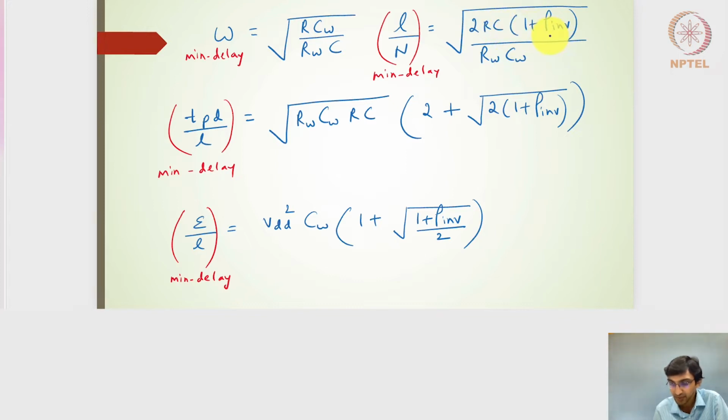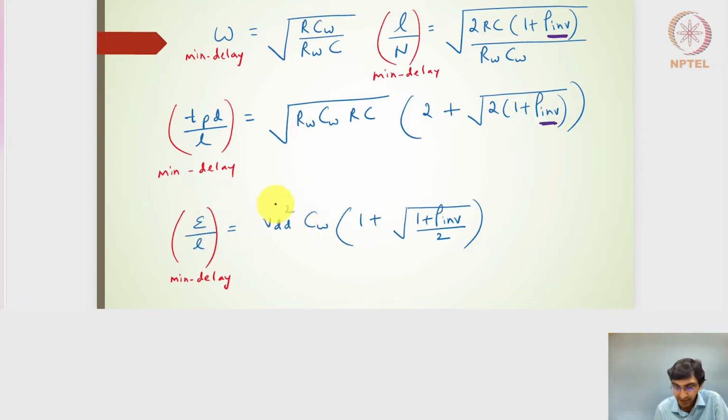And of course, it also depends on the normalized parasitic factor. If it is a folded design technology, then in that case, it will be 0.5. Otherwise, a conventional design technology will give me 1. And if I use these optimum parameters, the propagation delay per unit length for the wire with repeaters will be given in the form of this particular expression. Again, it's a function of RW, CW, RC, and then the normalized parasitic factor.